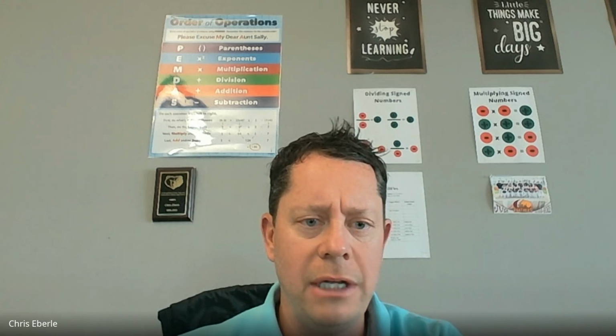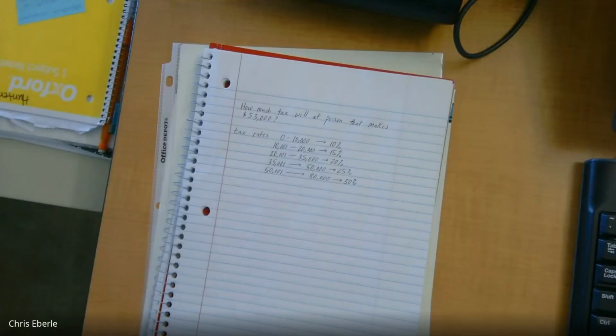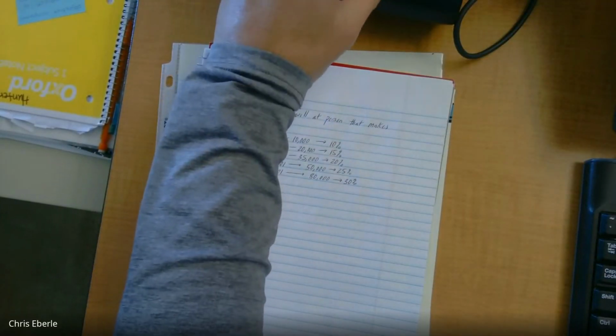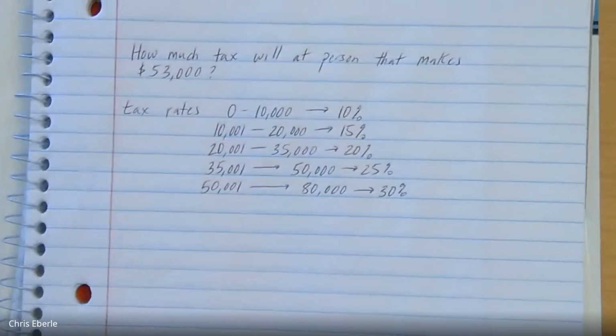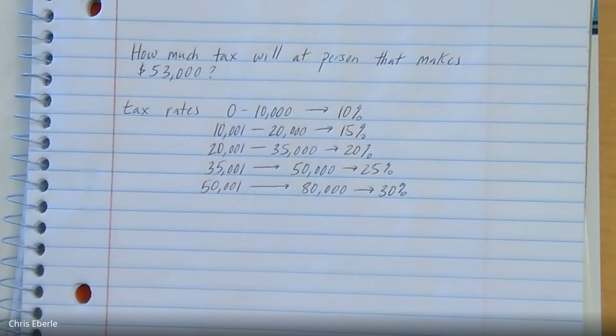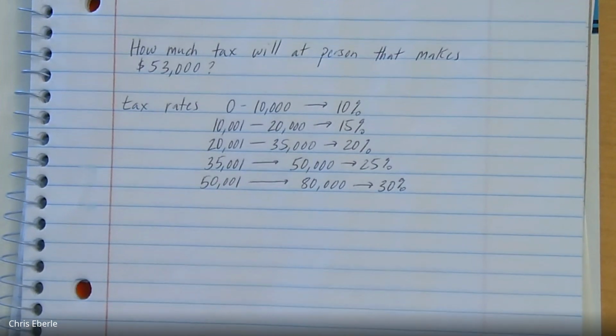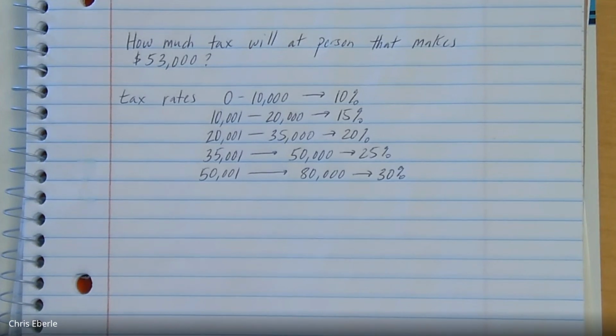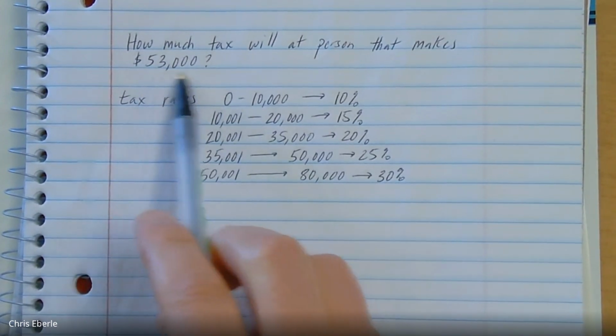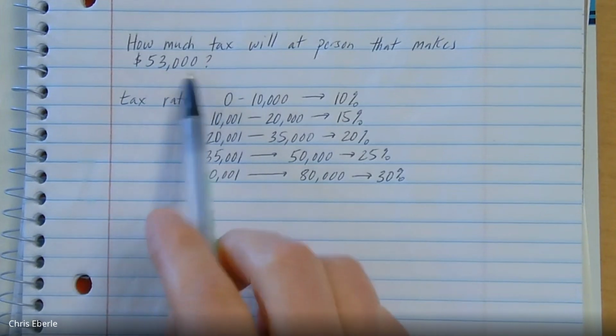I'm going to go over to my docu-camera here, and let's zoom this in so you can see it better. Okay, so I've created an example. It says, how much tax would a person that makes $53,000 pay? I've also included some tax brackets here at the bottom. What we're going to do is figure out how much this individual would pay in terms of their taxes. First, we're going to break apart this 53,000.